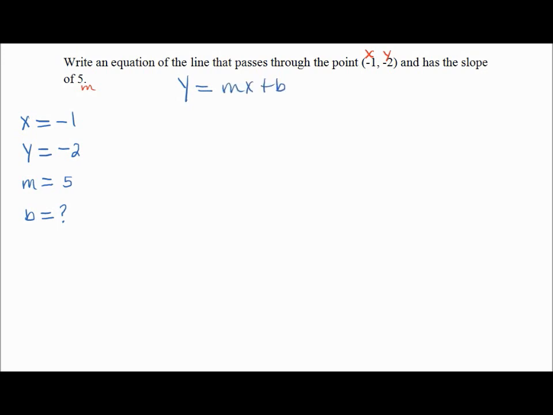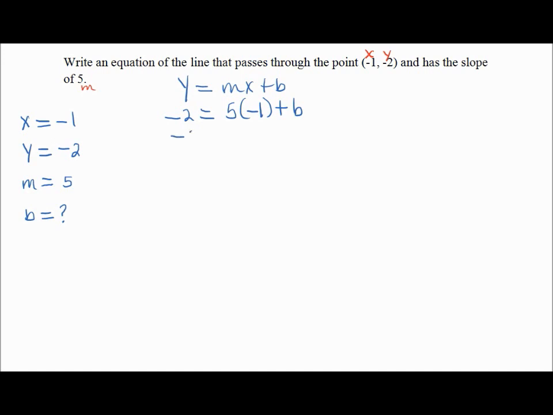So in this case, for this one, my y is -2. My slope is 5. My x is -1. And my b is what we're looking for. We're using all this information to figure out what our y-intercept is. So I'll solve this for b.